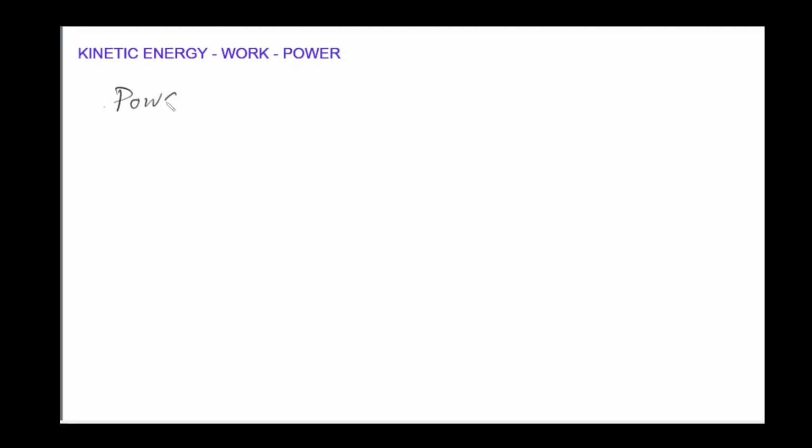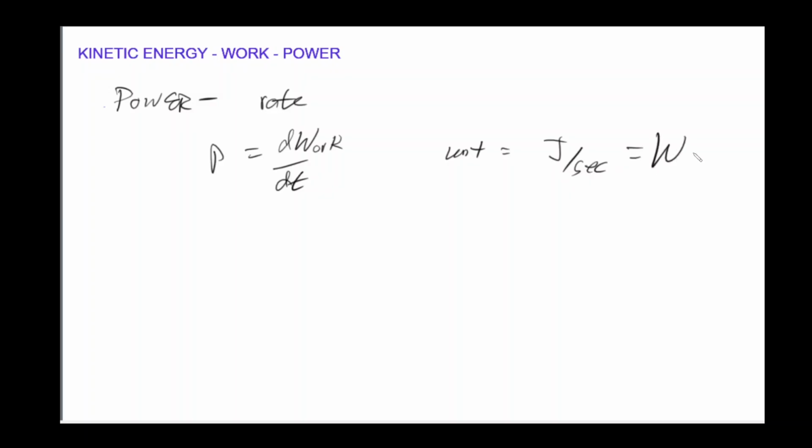Lastly, let's look at power. Power is the rate at which work is being done. And we write that as power is equal to dW/dt, where W is the work. The unit of power is a joule per second, and that's equal to a watt. And 1 horsepower is equal to 746 watts.